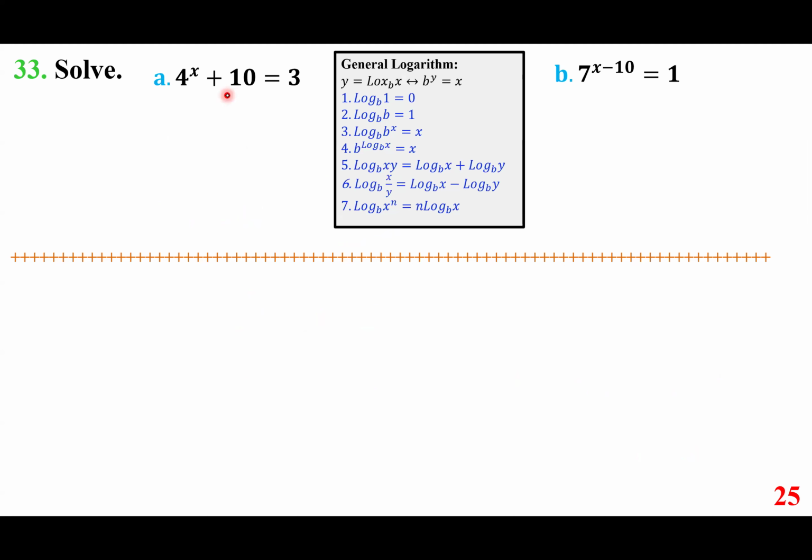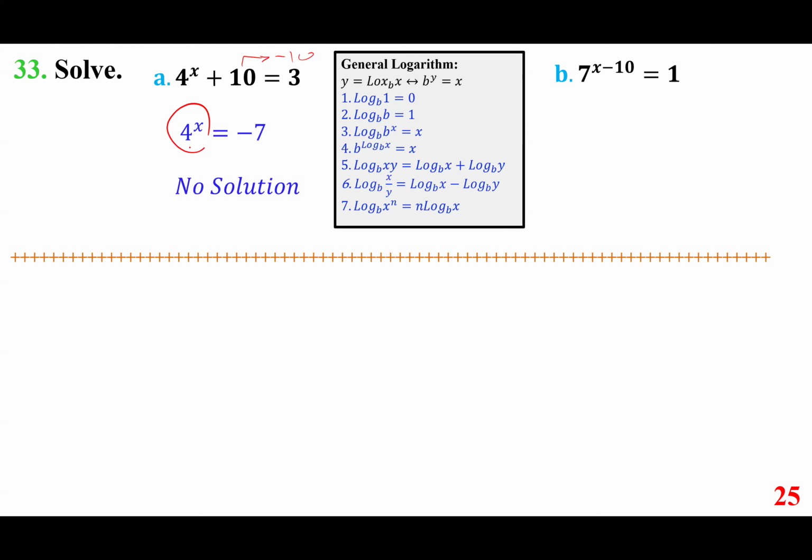4 to the power of x plus 10 equals 3. We want to solve this. And the very first thing we do is to move the 10, make it negative. 3 minus 10 becomes negative 7. And I hope you realize there is no solution because an exponential, remember, the range is from 0 to infinity, can never be negative. Okay, it can't even be 0.